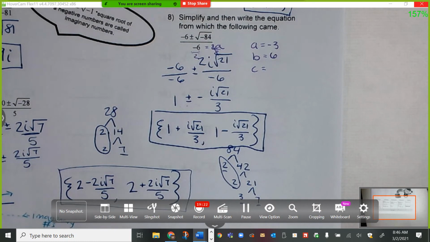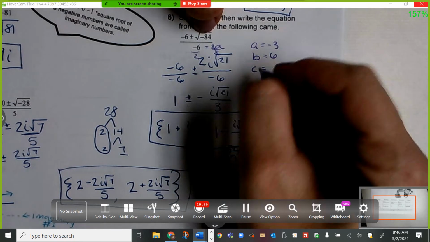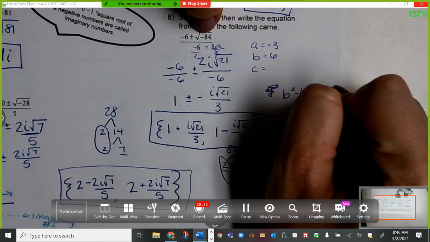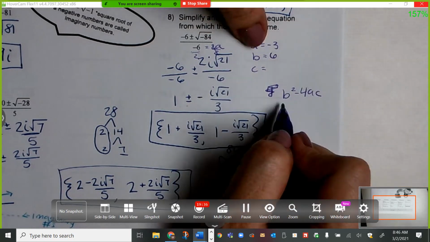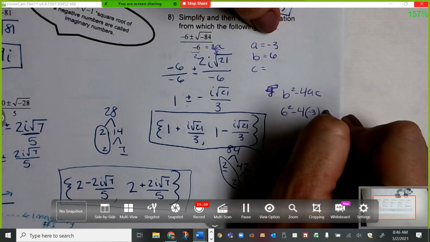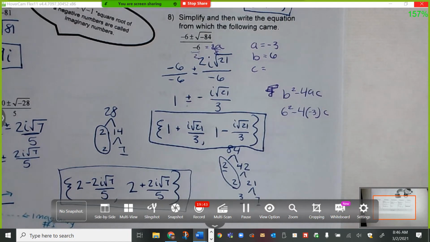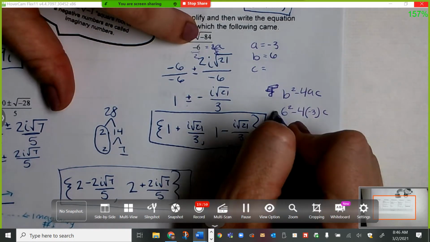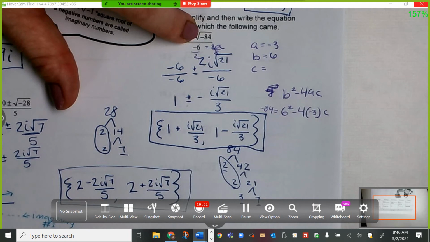Now, where's the only spot that we find C? Inside the house, right? And I want you to realize that is B squared minus 4 times A times C. Well, we know B is 6, minus 4 times A is negative 3, but we don't know C, right? We don't know yet. And it needs to equal what? Negative 84. So can we solve that?